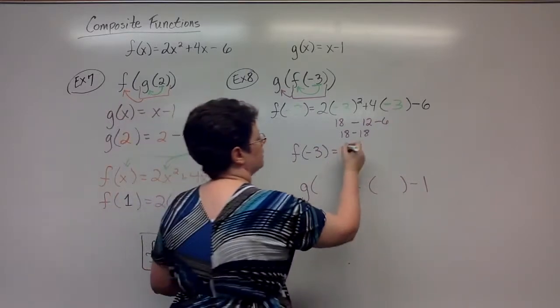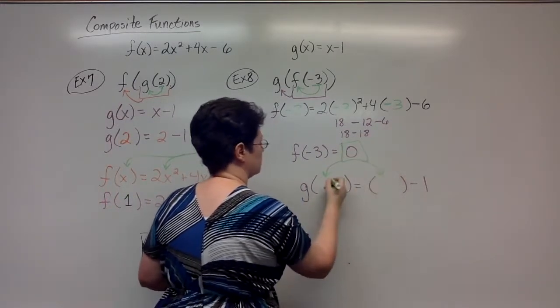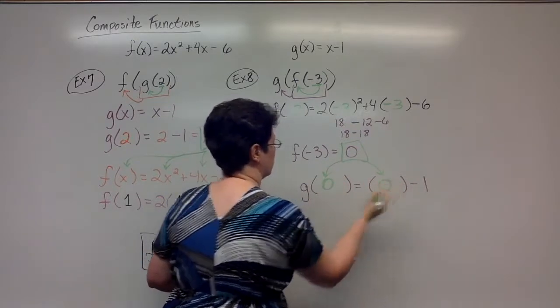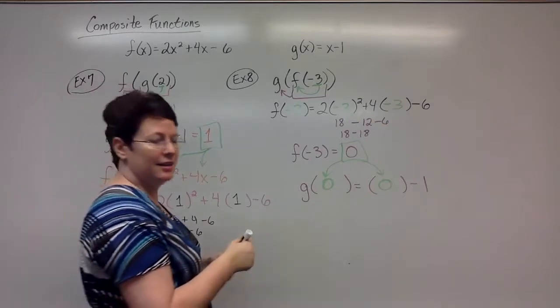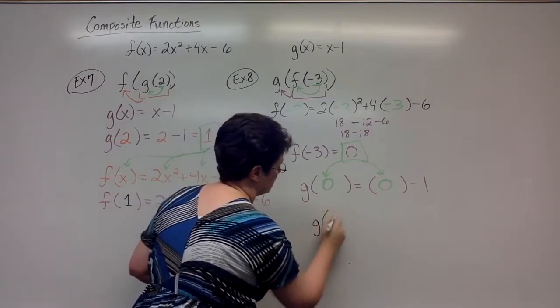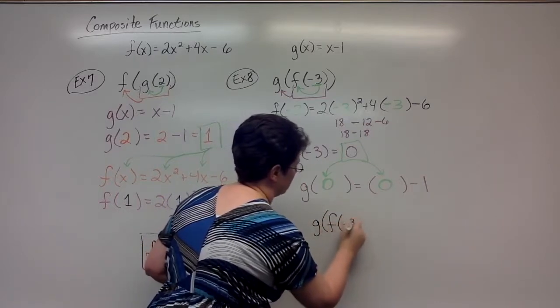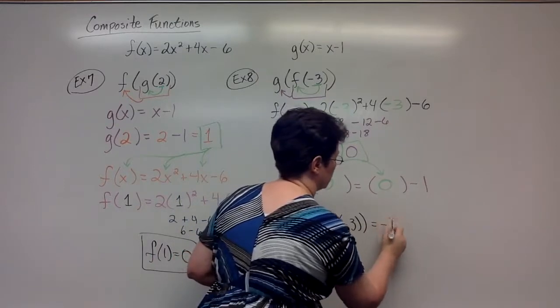So I'm going to take my f of 0 and plug it in. So I have a 0 and a 0. So what's my answer? Okay, I should have written it as g of f of negative 3 is equal to negative 1.